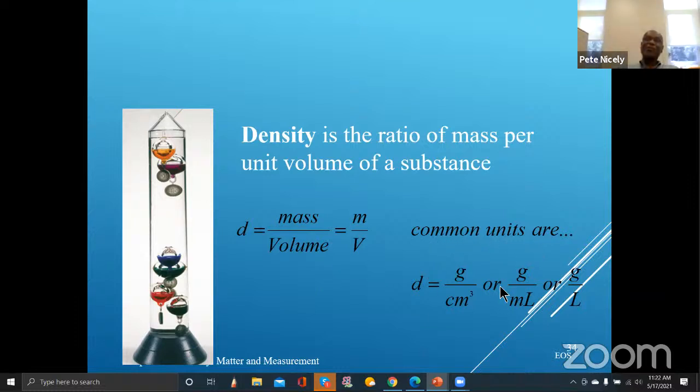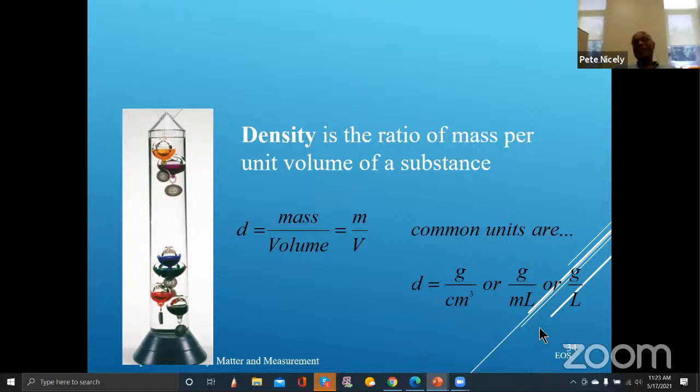The common units for density would be either grams per cm cube or grams per mil or grams per liter. Now, you should recognize that grams per cm cube and grams per mil are both basically the same, because the centimeter cube unit is the same as a milliliter unit. And we typically use these two when it comes to expressing the densities of solids and liquids, all right? Now, the grams per liter unit is used when it comes to expressing the density units of gases.